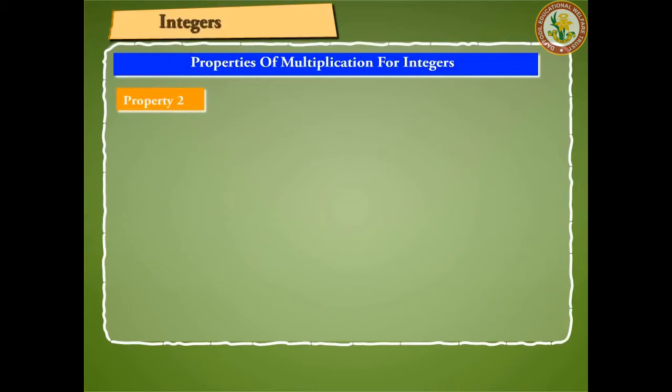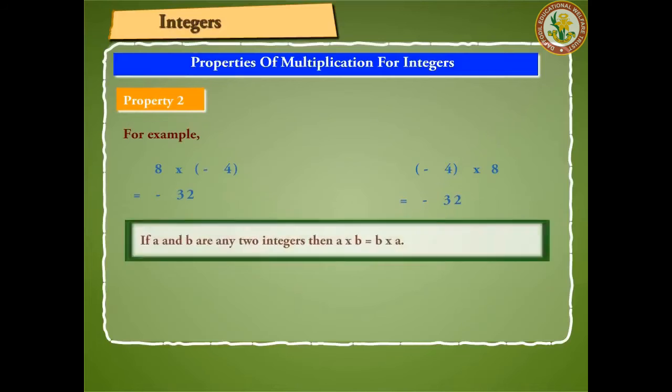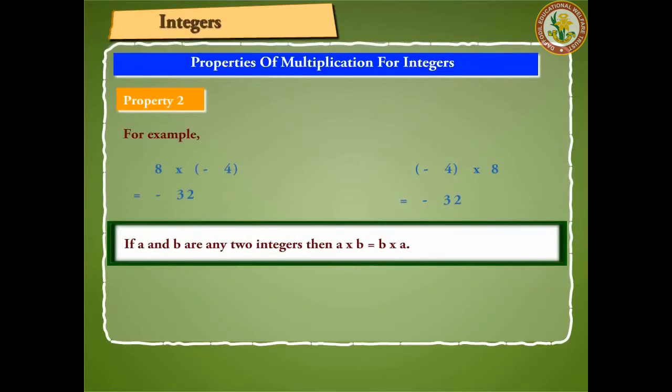Property 2. Let us multiply any two integers in different orders and see whether their products are the same. For example, 8 into minus 4 is equal to minus 32 and minus 4 into 8 is equal to minus 32. Thus we see that the product of any two integers remains the same, whatever be the order of multiplication. Hence, if a and b are any two integers, then a into b is equal to b into a.